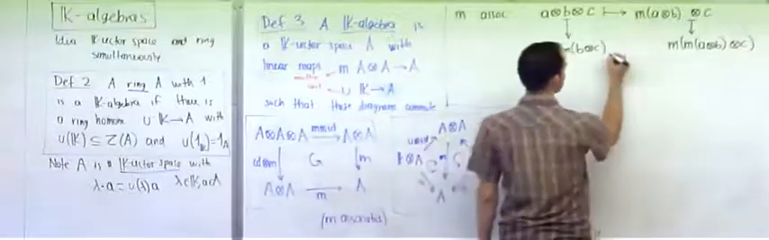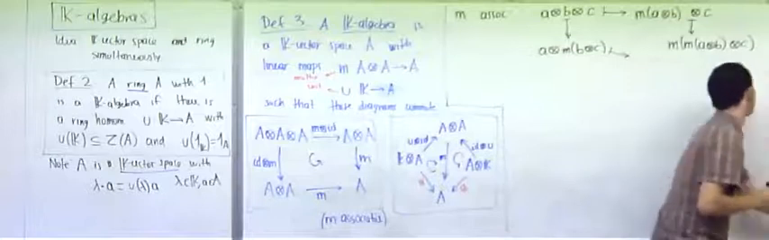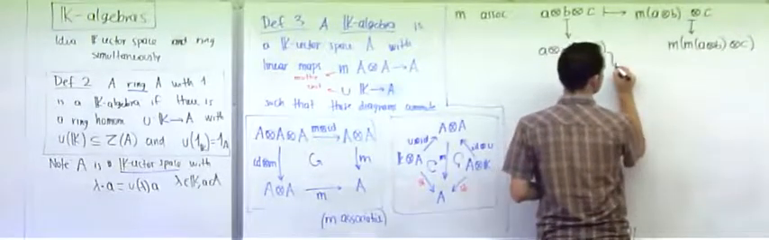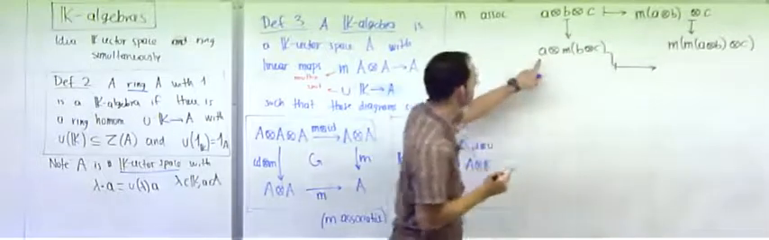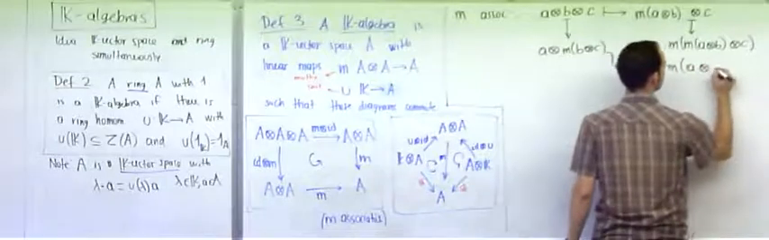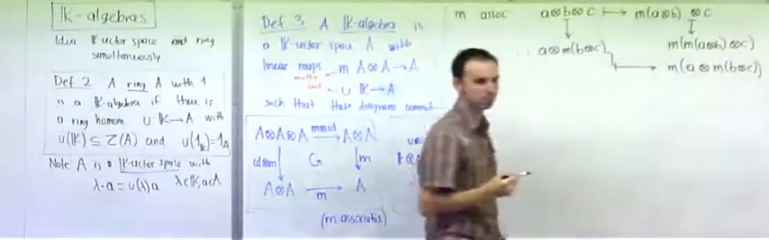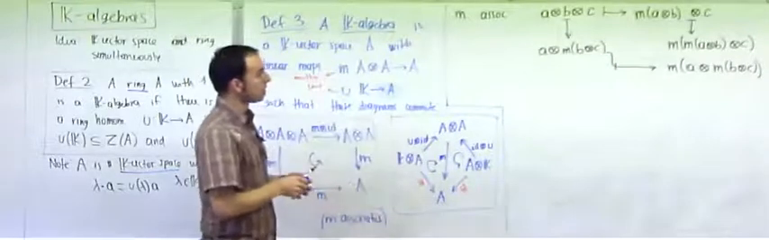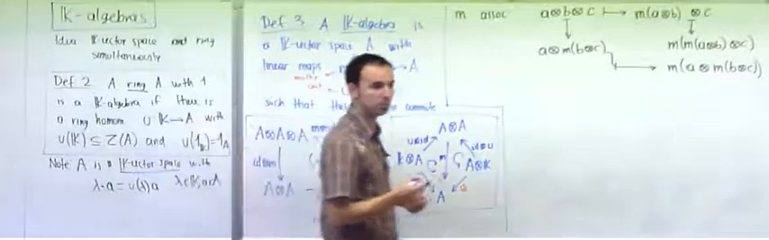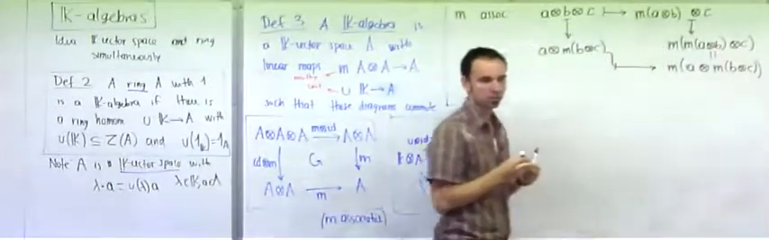What happens when I take this guy and I map it forward? Well, in principle, I might get something different. Right, because what I get is the multiplication of A and the multiplication of B and C. And what I'm saying is that these two should be the same. For this diagram to commute, this should be equal to this.